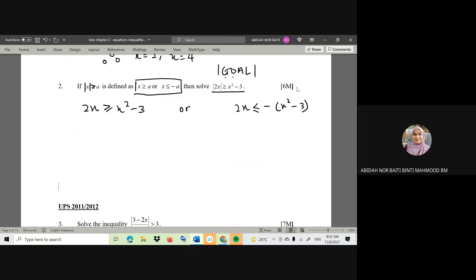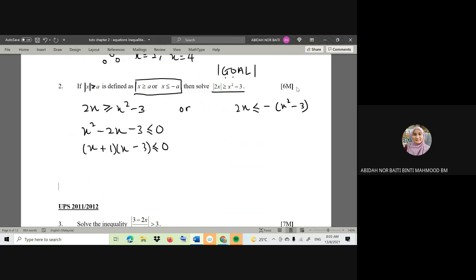So A is always positive lah ya. A is always positive. Therefore, x squared minus 2x minus 3 less equal 0. This is quadratic inequalities. Okay, so we factorize. Okay, factorize, we get (x+1)(x-3) less equal 0. So here is positive and here is negative.